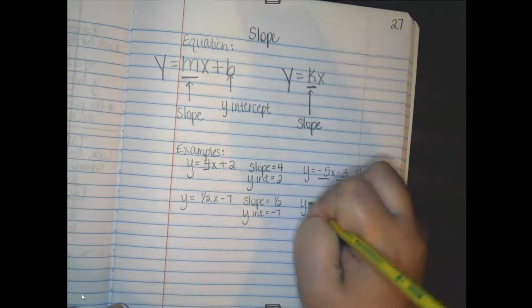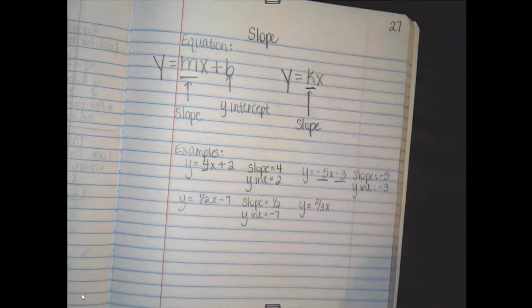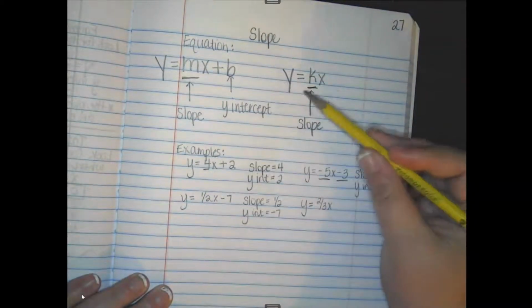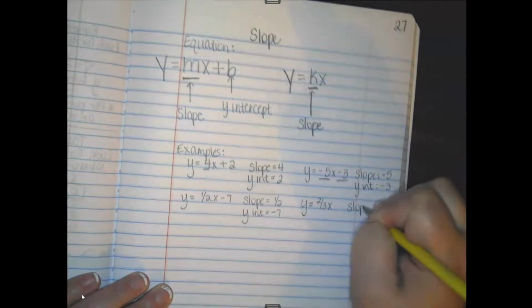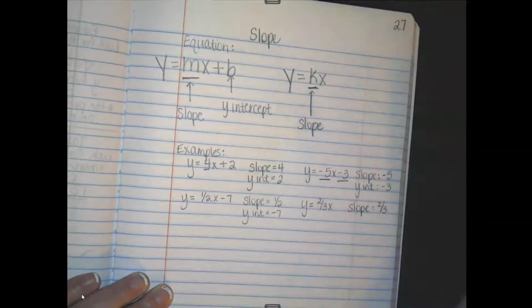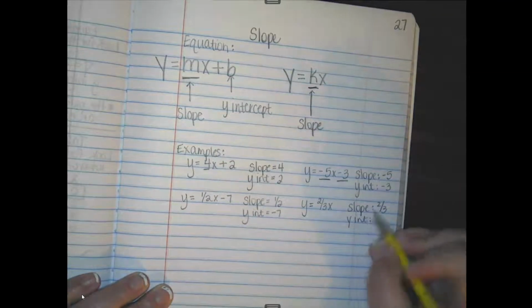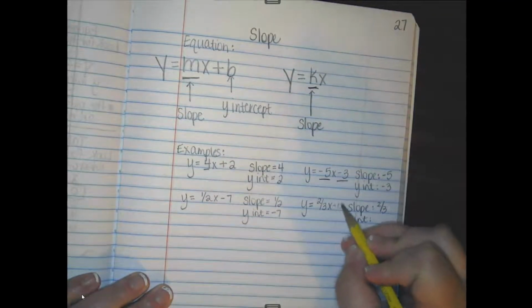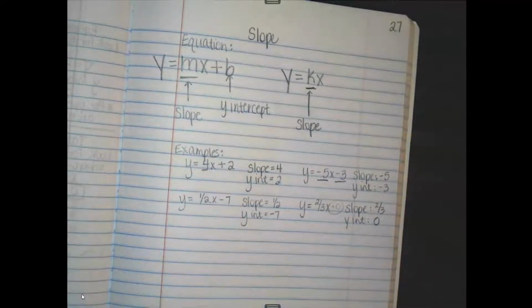And then we have, let's do 2/3 x. Now we looked at one of these yesterday. We talked about it's in the form y equals kx. So my slope is 2/3. My y-intercept, remember, is going to have that plus 0 after it. So my y-intercept is 0.